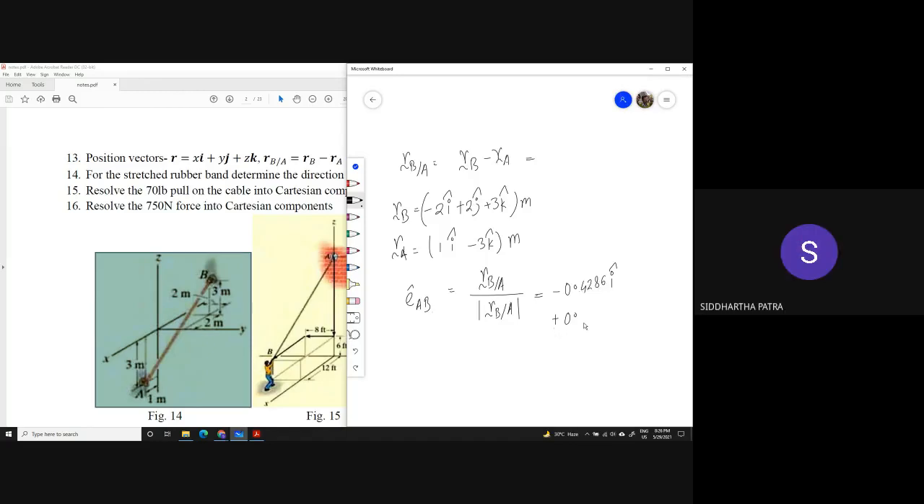And the next is plus, right? Yes. 2 by 7. Yes, sir. Plus 2 by 7. And then the last one. Last 6 by 7. Plus 6 by 7. Okay, so these are the direction cosines.